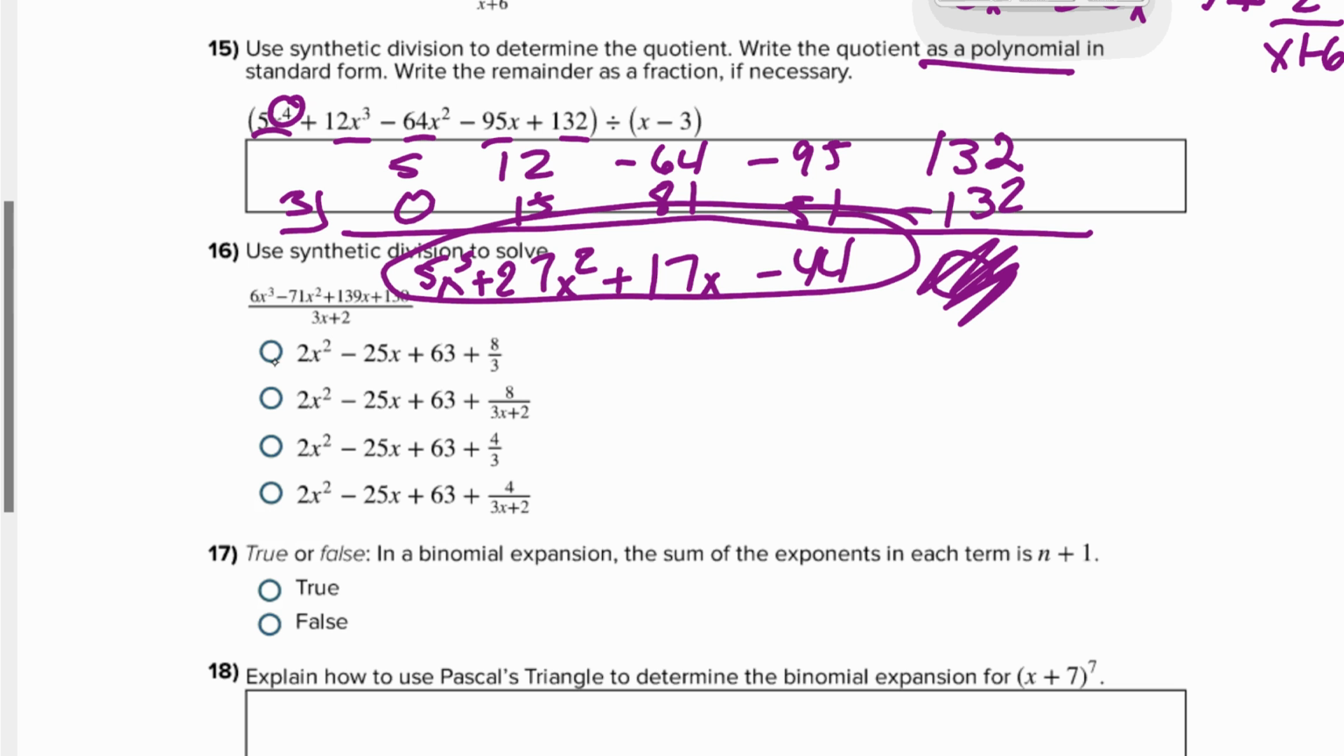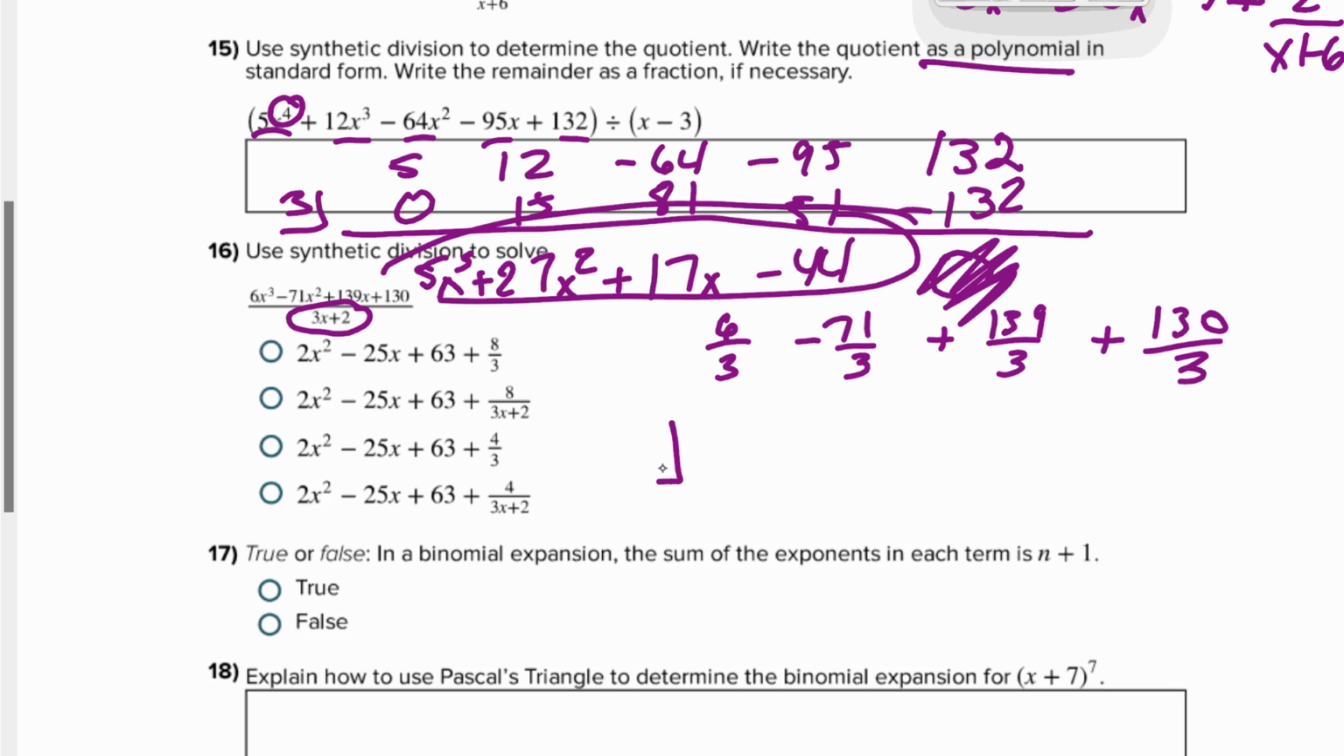Okay, this one again, what you got to be careful here is when I'm doing synthetic division, I have to divide everything by 3, right? So that's 6 over 3. So that's negative 71 over 3. So that's 139 over 3. So that's, what is that number? 130 over 3. Well, that's kind of nice. And then what I divide here is that 2 also has to be divided by 3. So I get negative 2/3 is what's going to go in the box, which looks fun.